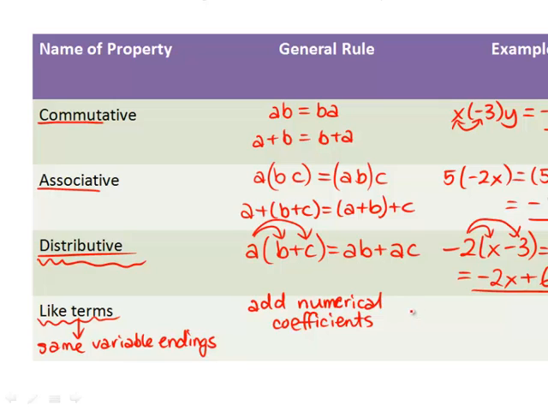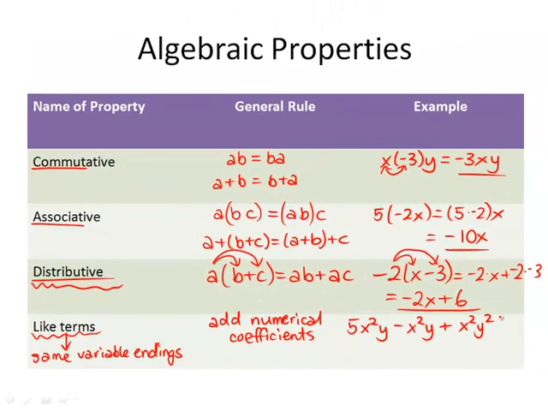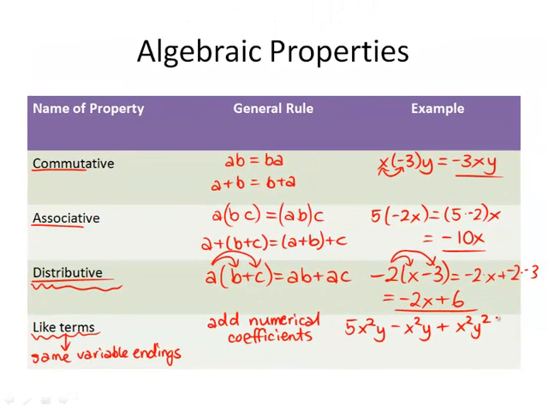So take an example. Say you had 5x squared y minus x squared y plus x squared y squared. Determine how many terms you have. You have 3 terms: positive 5x squared y, negative x squared y, and positive x squared y squared. The numerical coefficients are the numbers multiplied, the numerical portions. The variable endings are the variable portions.